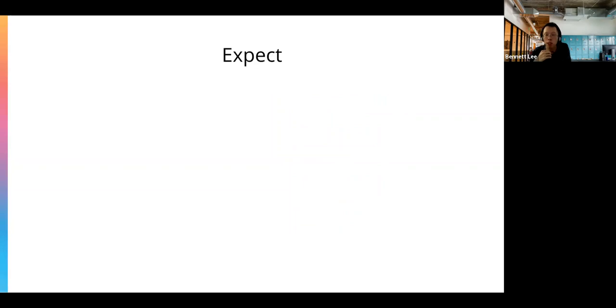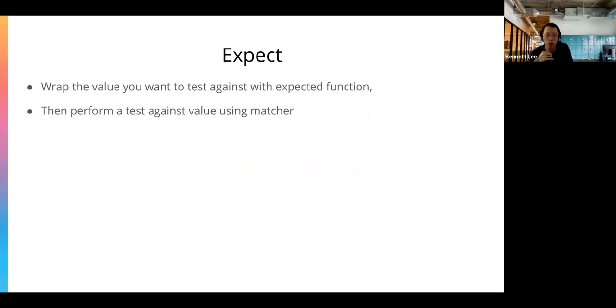One of the functions to pay attention to, you're going to see it everywhere, is expect. The expect function wraps the value you want to test against. Once you wrap that value with the expect function, you would use what we call matchers to validate and run this assertion, to check if the value is what you expect it to be. So here's an example of a test that we've defined.